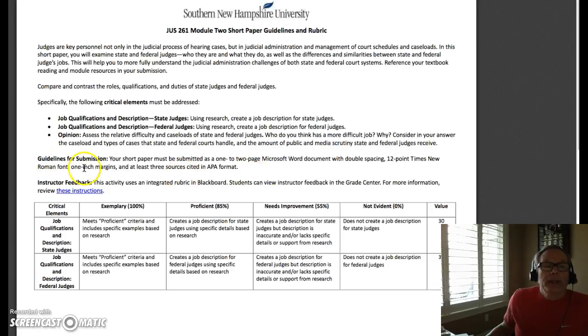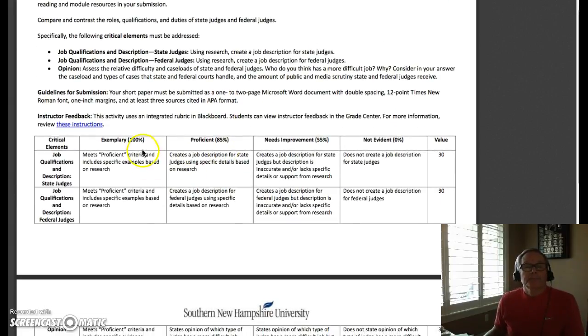All right, so again, pay attention to the guidelines for submission, and the key thing here is at least 3 sources cited in APA format. As in the past, there are 4 ratings: exemplary, proficient, needs improvement, and not evident. Please note the difference between proficient and exemplary. For exemplary, you have to meet the proficient criteria, but in the exemplary category, you include specific examples based on research.